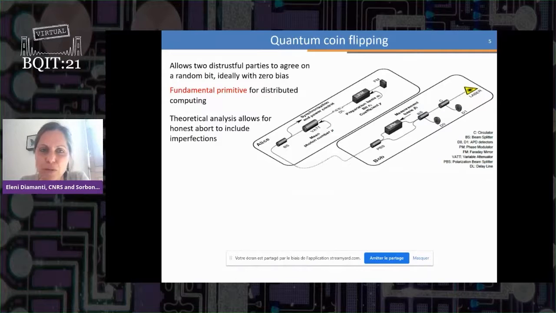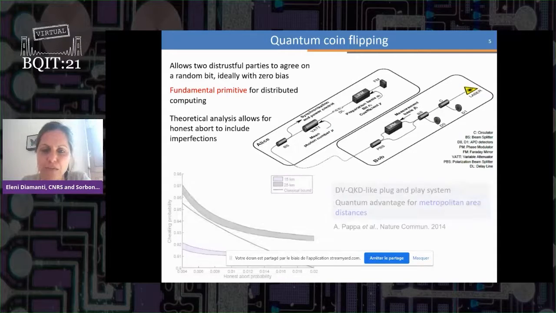First of all, we worked on quantum coin flipping. This is one of the main cryptographic primitives that is, for example, used in distributed computing. We performed a theoretical analysis based on the first protocol, which was completely not robust to experimental imperfections, to allow for honest aborts. In case the quantum coin flipping protocol implementation is not perfect, we have to necessarily allow the participants to abort, even if they are honest, to take care of these imperfections.